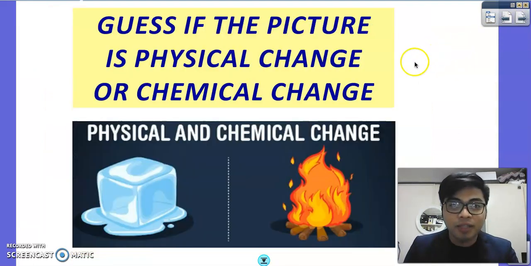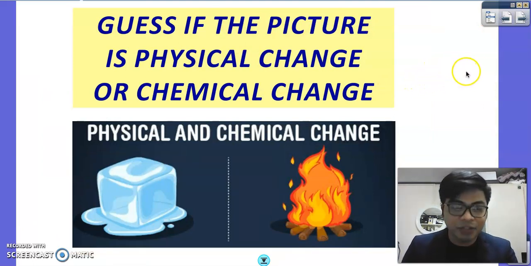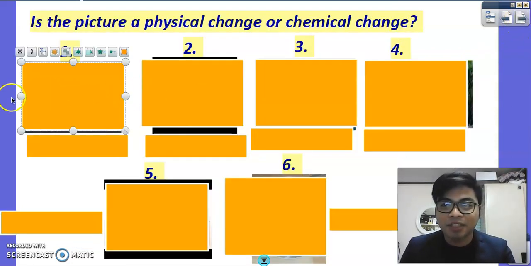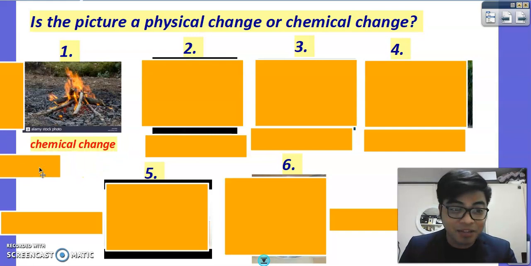So I want you to take a look at this one. Guess if the picture is a physical change or a chemical change. Are you ready? You're going to guess, I mean. Question number 1. Look at the picture here. Is this process a chemical or a physical change? 1, 2, 3. The correct answer is chemical change. Burning is a chemical change.